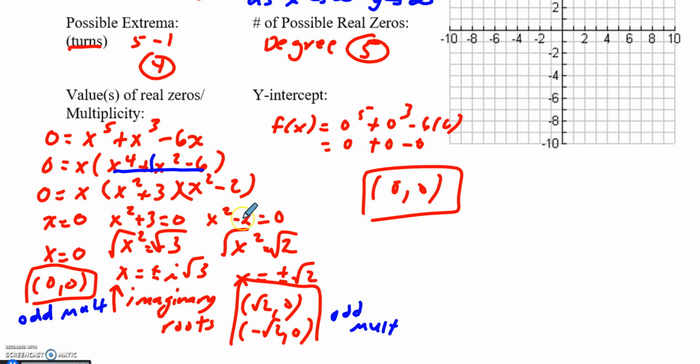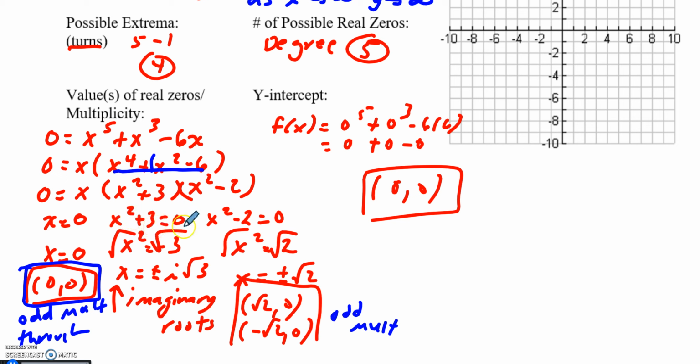I set every piece equal to 0. And so I got my first x-intercept to be 0, 0. And it's just x equals 0. So this only happens one time. So it is an odd multiplicity. So in your graph, it goes through the x-axis.